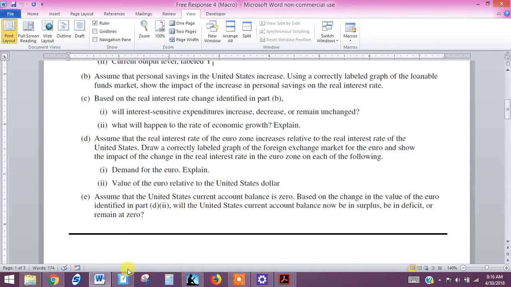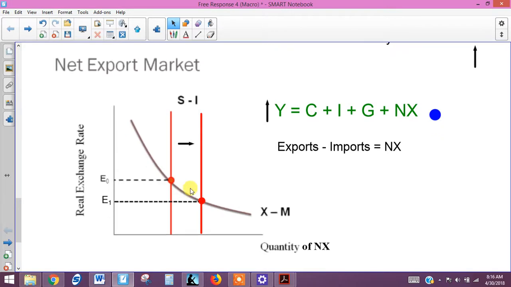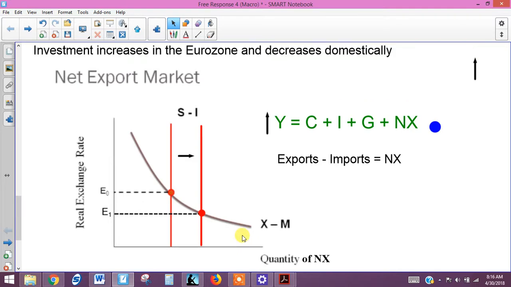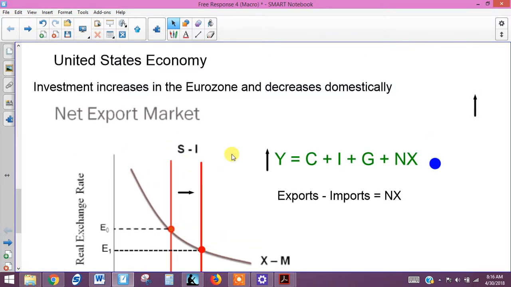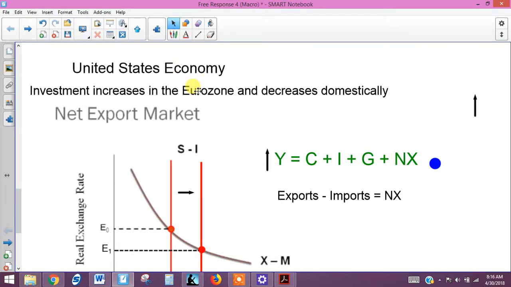So the graph that I have here is a graph that you don't have in your book, I don't think, but it shows the real exchange rate on the vertical axis and the quantity of net exports on the horizontal axis. And this is savings minus investment here. Okay, so I'm showing you the U.S. economy. One of the things that makes macro a little bit harder, I think, is because it all depends on your perspective, right?